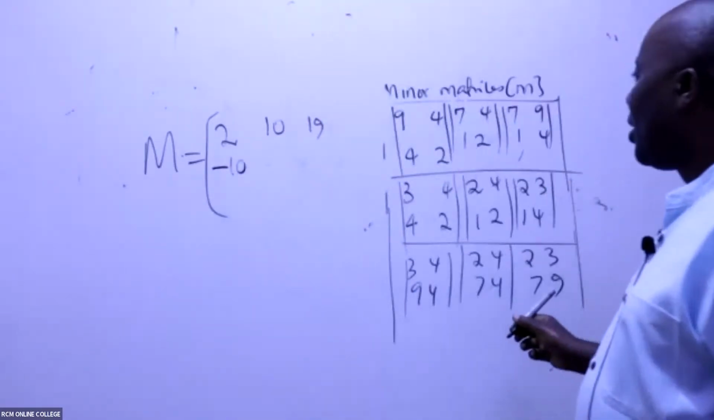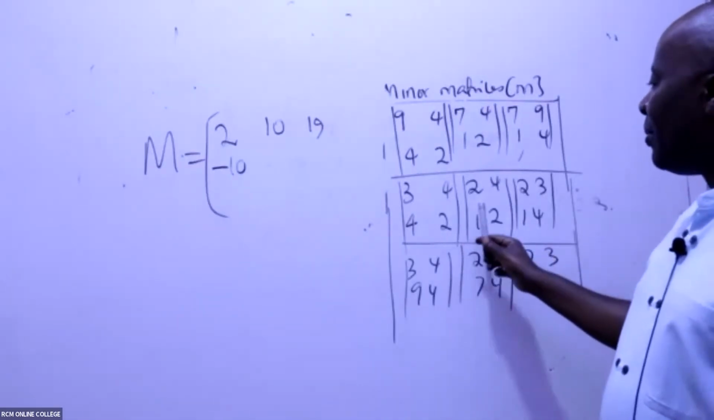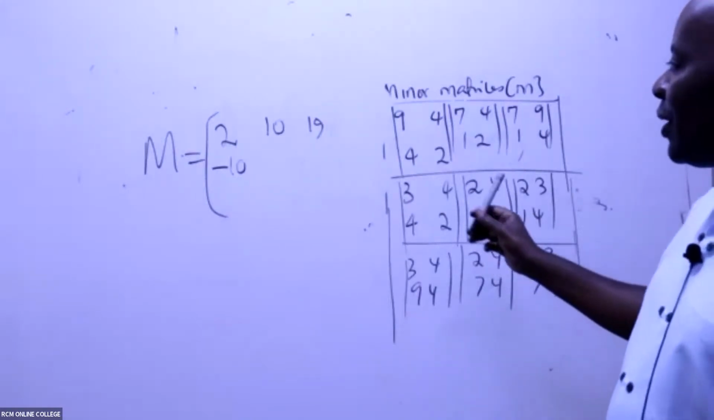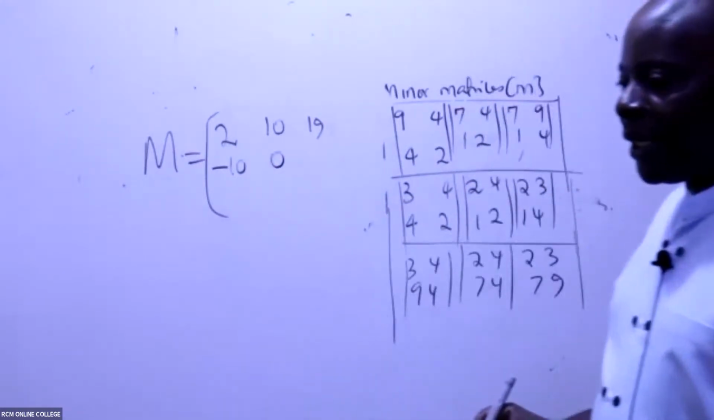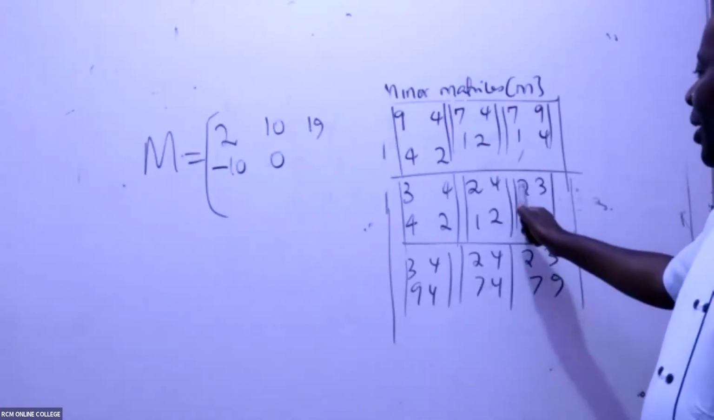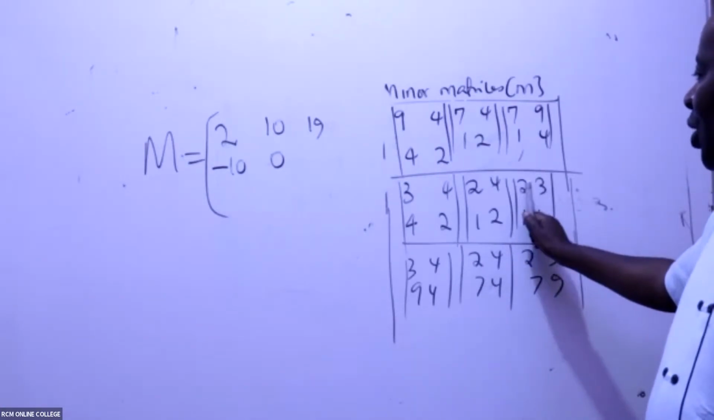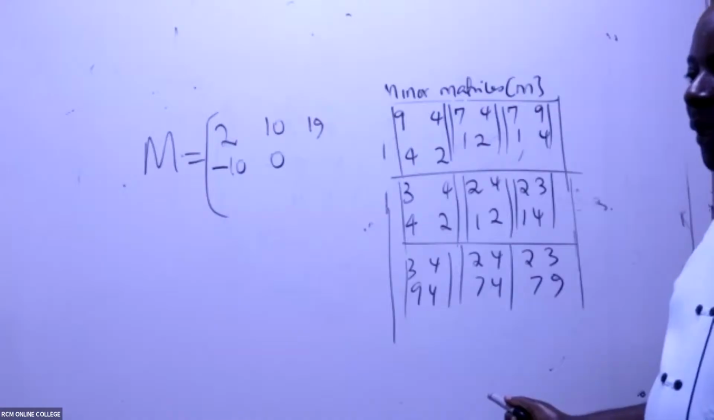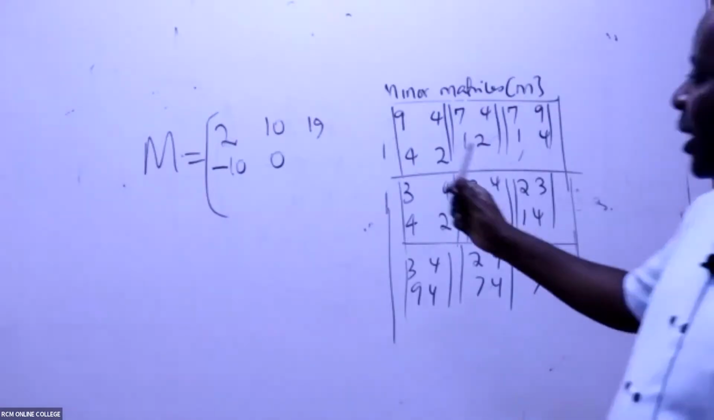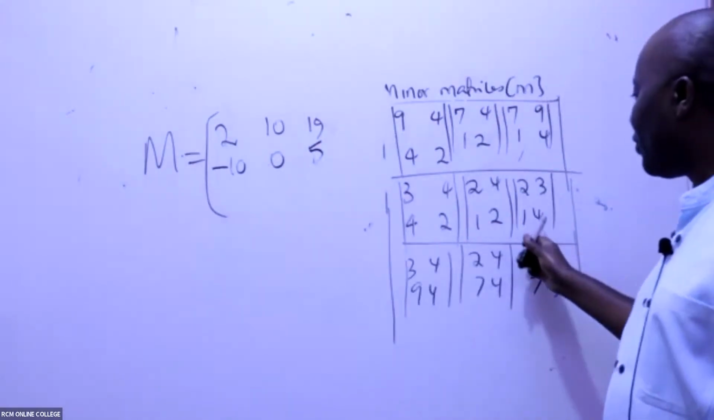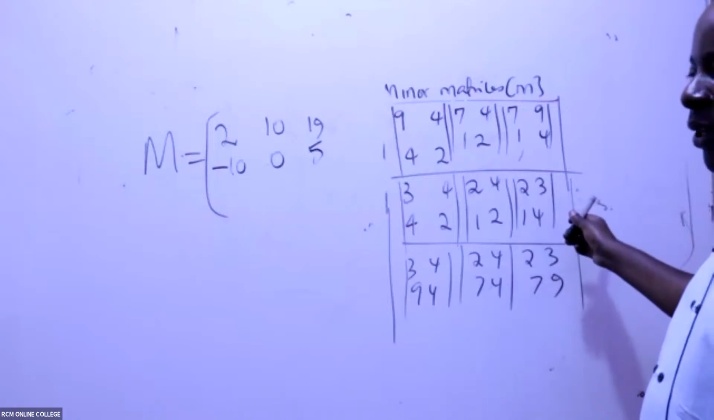From there, ladies and gentlemen, we have the second one, 2 times 2 minus 4. So that gives us 0. Is that okay? 0. Thank you so much. Then you come here, 2 times 4 minus 1 times 3. What figure does that give me? It will give me 5. So we have here 2 times 4 minus 1 times 3, which gives me 5.